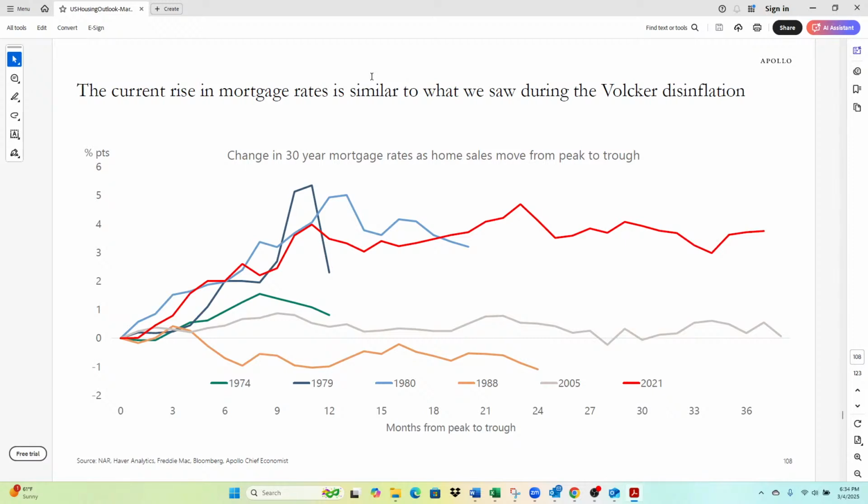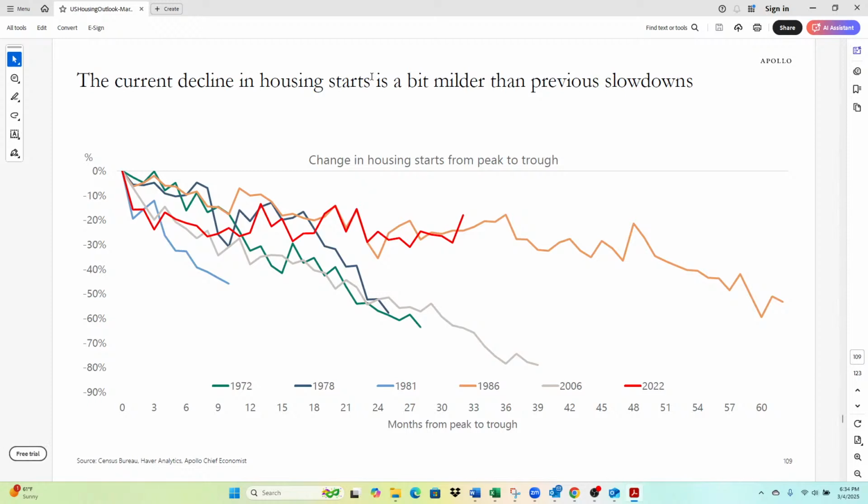The Volcker disinflation was 1979. You can see he spiked interest rates much higher, but then they dropped very fast. We have not seen that fast drop. Next, the current decline in housing starts is a bit milder than during previous slowdowns. And once again, we're red, and this is easy to understand. Previous slowdowns didn't have quantitative easing going into the slowdown, meaning they didn't have 0% interest rates. They didn't have 2 and 3% mortgage rates, which created a lock-in effect. And so we've had a shortage of inventory that builders had to fill, and that's why housing starts are a bit milder than in previous housing slowdowns.